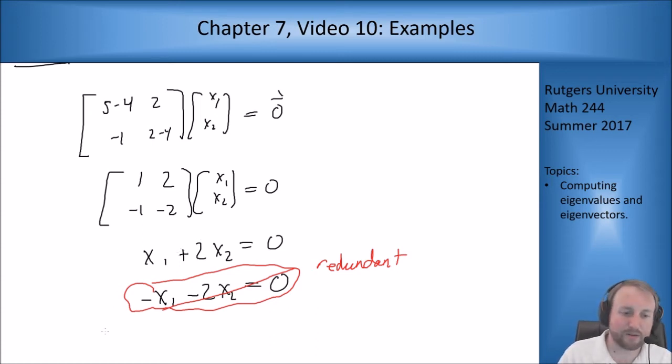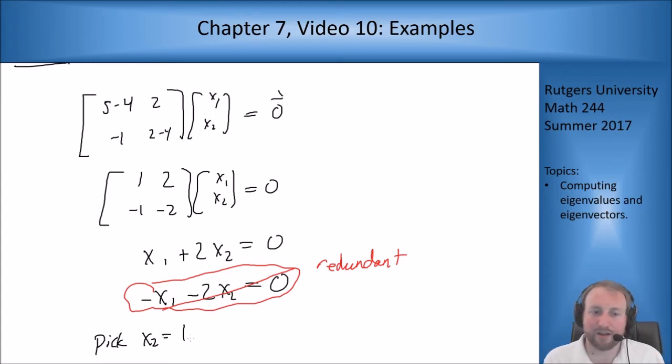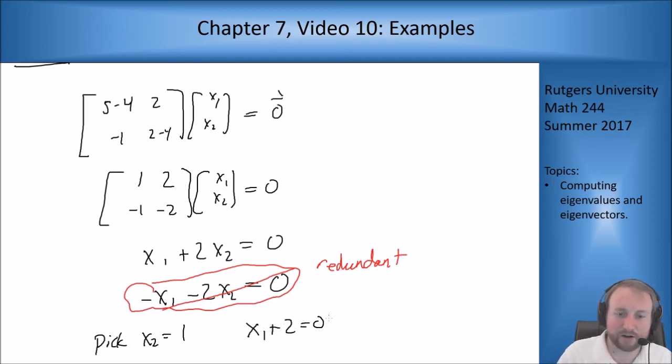So what I'm going to do is pick x2 to be 1. Yes, you do just get to pick them. I would not recommend 0, because if you pick 0, you kill everything and everything goes to 0, and that's bad. So pick x2 to be 1, which means then x1 plus 2 equals 0, so x1 equals negative 2.